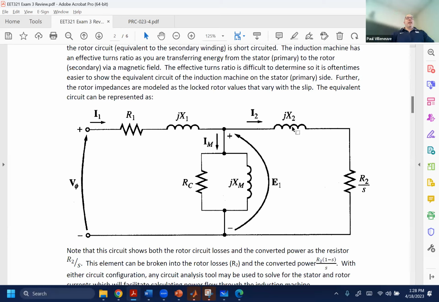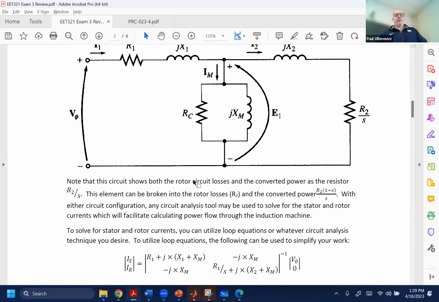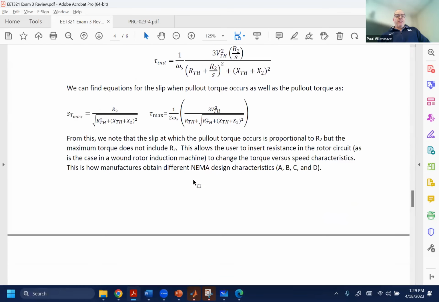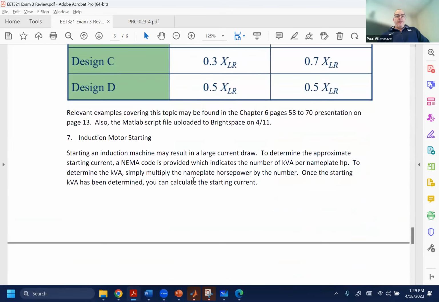The no load test will give us these values here, R1, jX1, jXM. Because we can directly calculate R1 in our DC test, we never use our no load test to calculate R1. We just use it to calculate X1 and XM. R sub C we can't really get. That's almost impossible to get. So under those tests, we have those values.